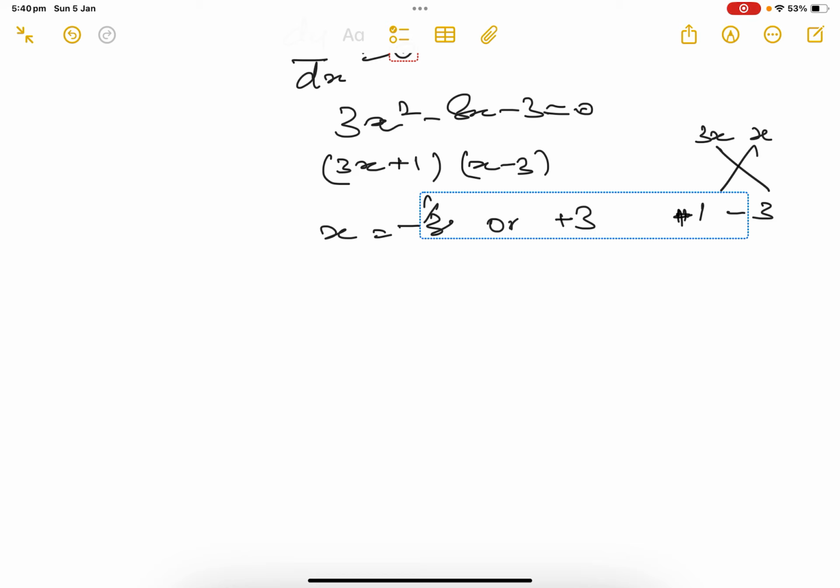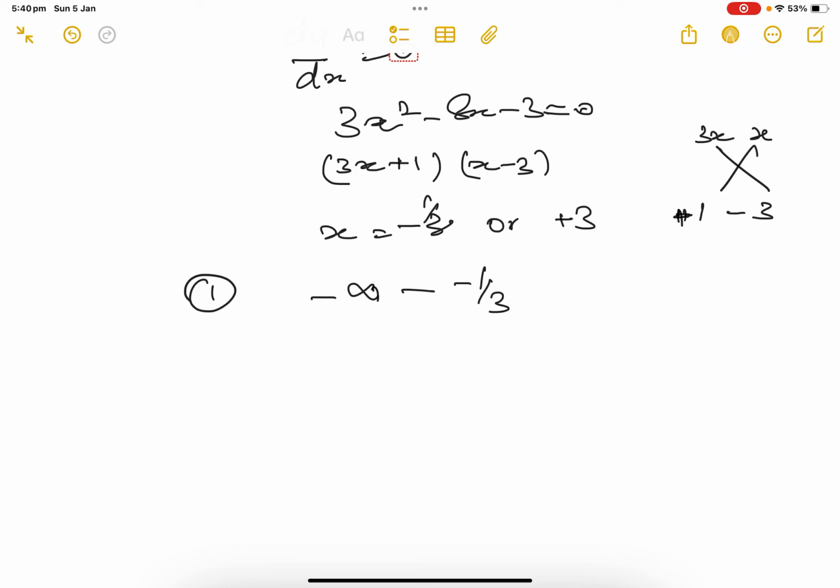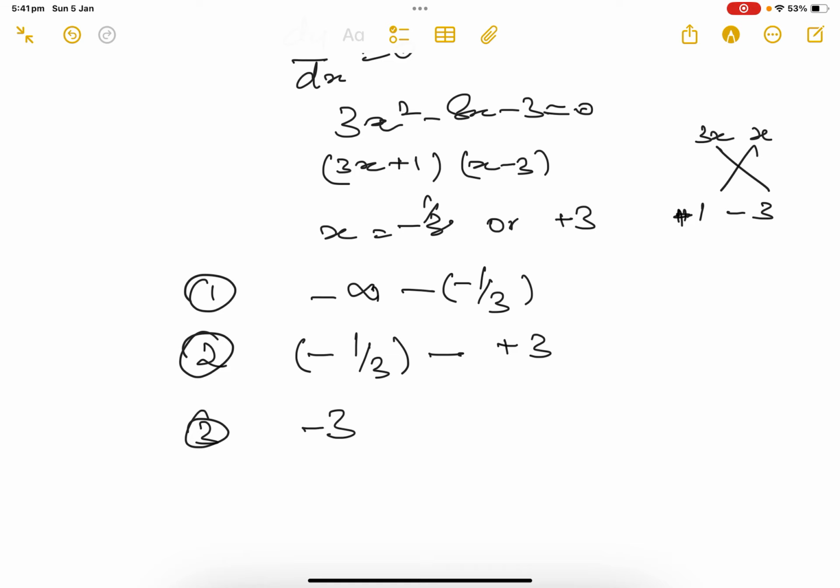So we can actually get three different areas to argue. x less than minus 1/3, x between minus 1/3 and 3, and x greater than 3. So the values from minus infinity to minus 1/3, from minus 1/3 to positive 3, and from 3 to positive infinity. So the first one is minus infinity to minus 1/3, the second one minus 1/3 to positive 3, and the third one positive 3 to positive infinity.